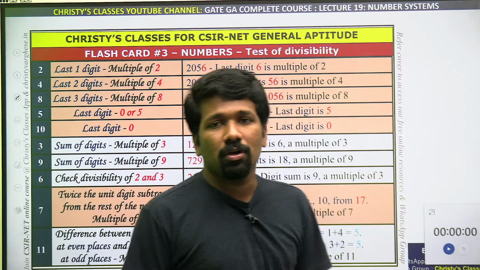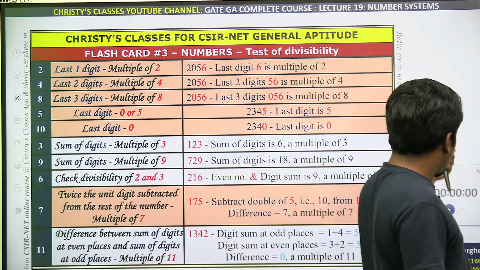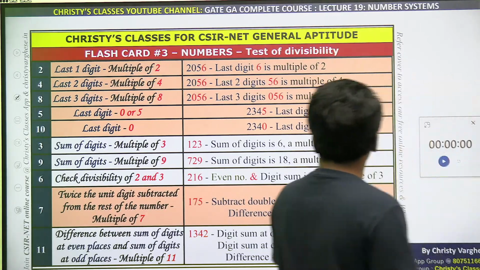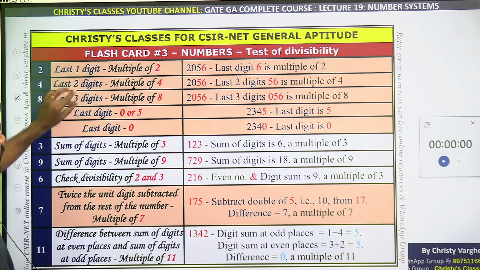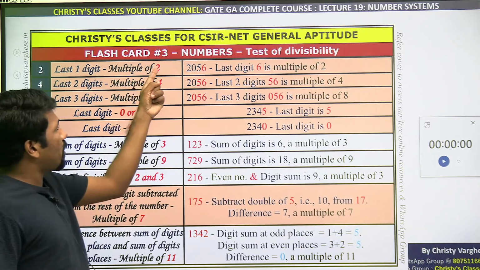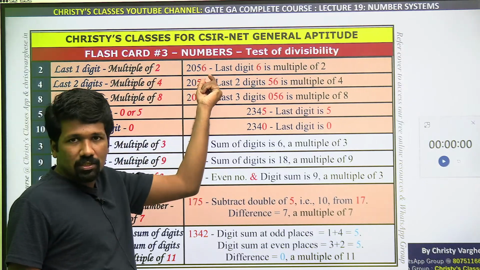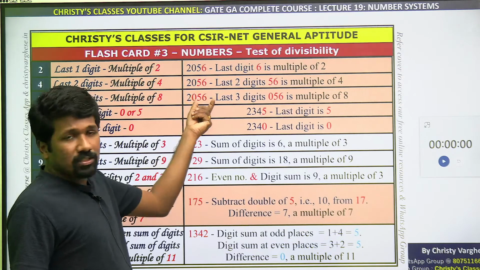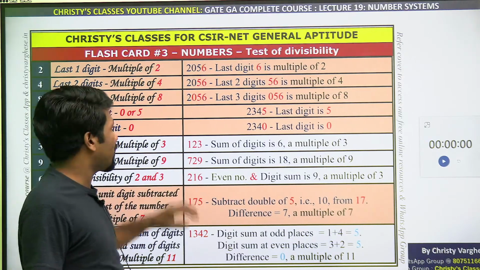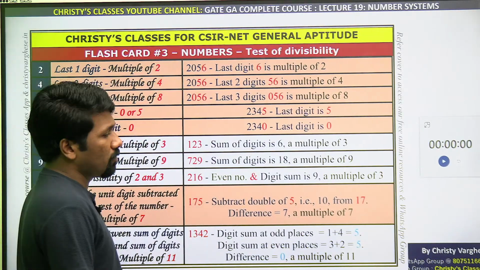How to know a number is divisible by 2, 3, 4, 5, 6, 7 up to 11. That is very important. So this flashcard summarizes all that. I will provide this flashcard after the class as a PDF in the Telegram channel. The divisibility of 2, 4, 8 depends on the last 1, 2, 3 digits respectively. If the last 1 digit is a multiple of 2, the number is also a multiple of 2. For the last 2 digits, like 56 of 2056, 56 is a multiple of 4, so 2056 is also a multiple of 4. The last 3 digits of 2056 are 056, which means 56. 56 is a multiple of 8, so 2056 is also a multiple of 8.